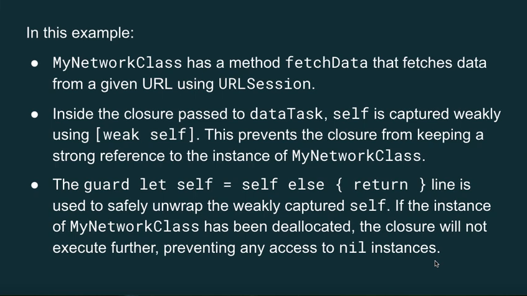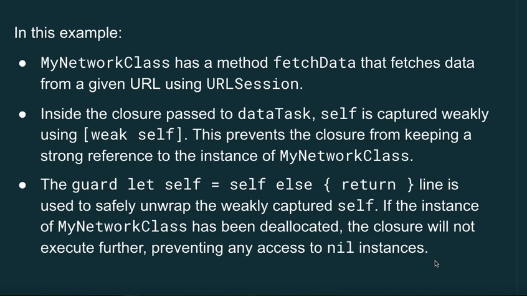In this example, MyNetworkClass has a method fetchData that fetches data from a given URL using URLSession. Inside the closure passed to dataTask, self is captured weakly using weak self. This prevents the closure from keeping a strong reference to the instance of MyNetworkClass. The guard let self = self else { return } line is used to safely unwrap the weakly captured self. If the instance of MyNetworkClass has been deallocated, the closure will not execute further, preventing any access to nil instances.